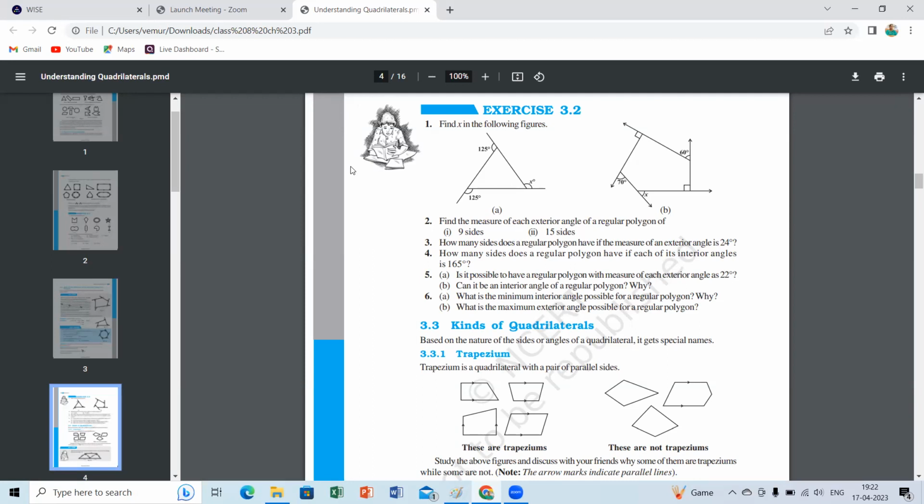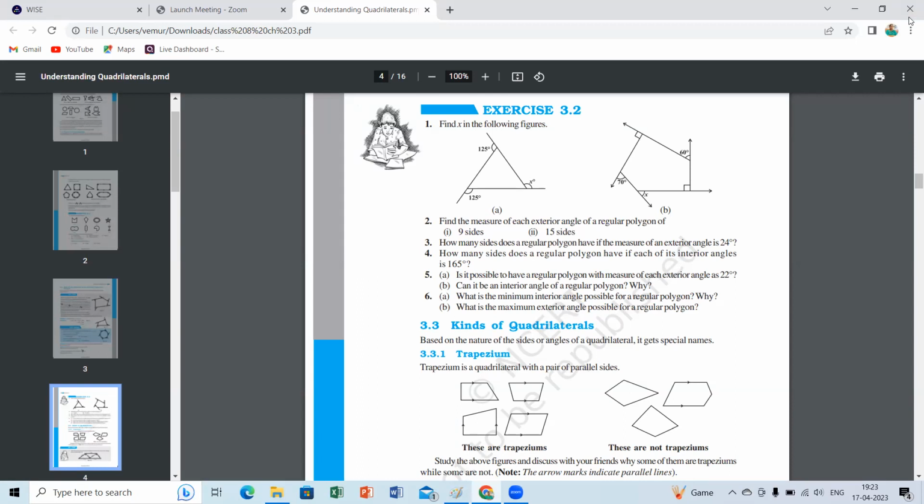Next, how many sides does a regular polygon have if the measure of each exterior angle is 24? So each exterior angle is 24 means 360... Ma'am, they gave interior angles. Which question? Question number 4. How many sides does a regular polygon have if each of its interior angles is 160? So it is also very much the same.